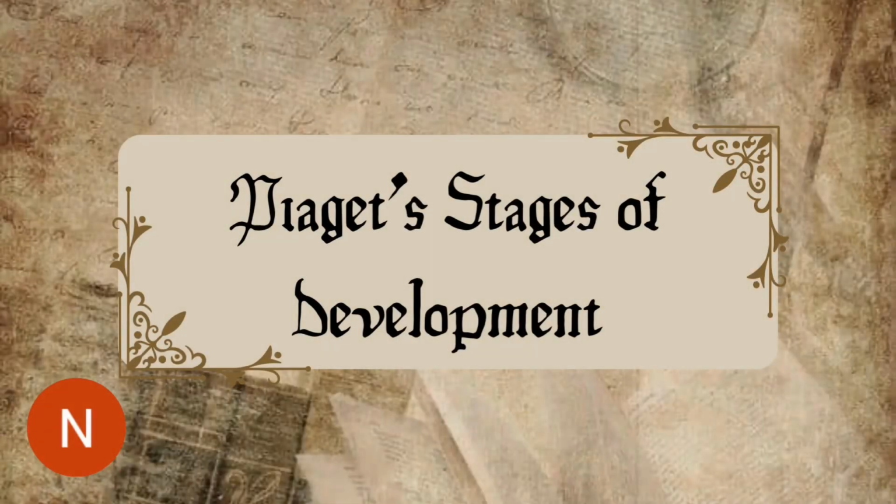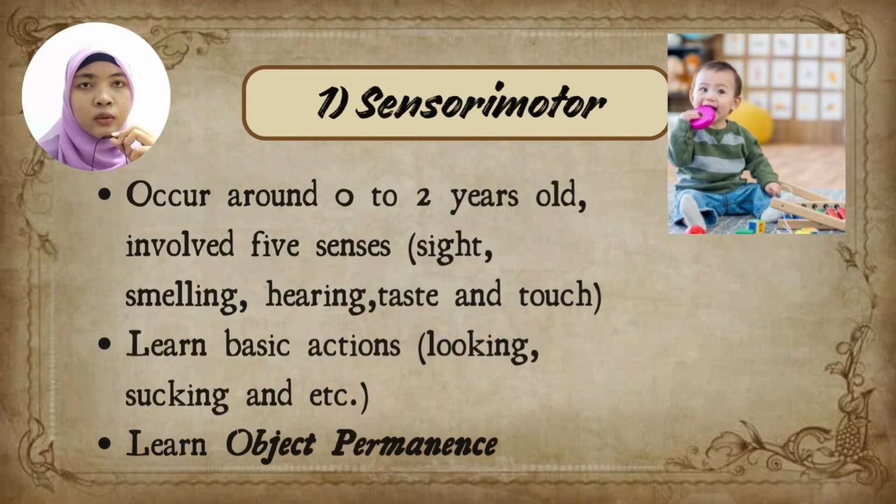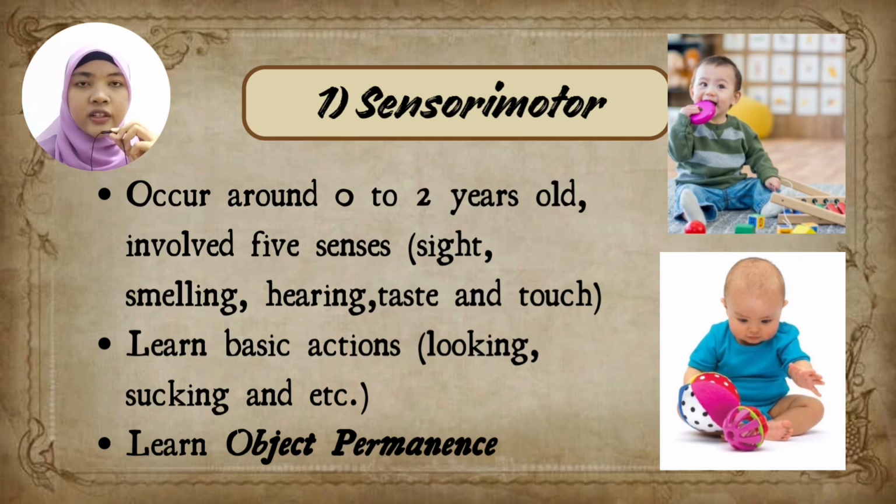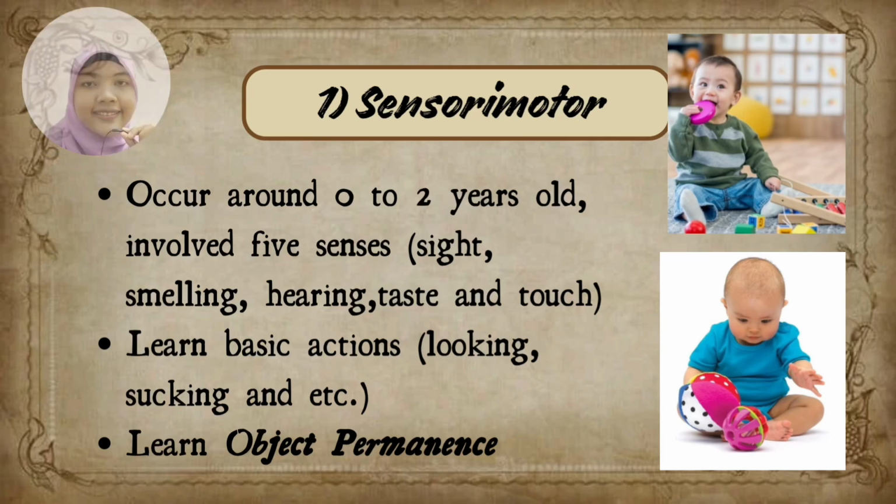I will continue our discussion for today with the next subtopic, which is Piaget's stages of development. This involves 4 stages: sensory motor, pre-operational, concrete operations, and formal operations. So what is sensory motor? Basically, children around 0 to 2 years old go through the sensory motor phase. In this phase, they use their 5 senses. For example, in the picture, you can see a child playing with their toys by looking and touching.